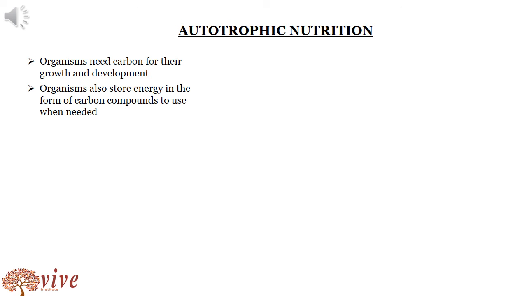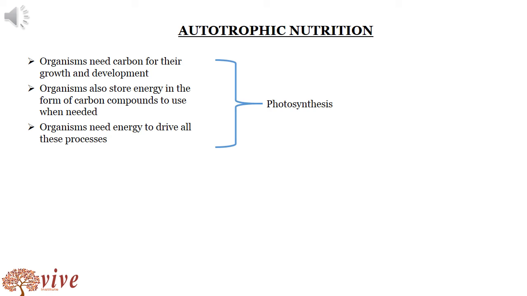Now we have two kinds of nutrition methods, autotrophic nutrition and heterotrophic nutrition. As I have told earlier, plants are the major autotrophs. Now we will see how autotrophs obtain energy. Organisms need carbon for their growth and development. They also store energy in the form of carbon compounds to use when needed, and they also need energy to drive all these processes. In the case of autotrophs, all these needs are made possible by a process called photosynthesis.